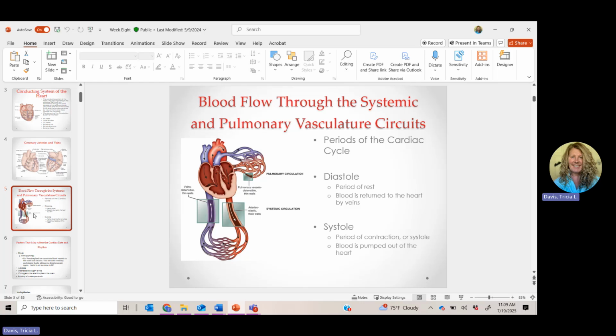Relating this back to our blood pressure, we always have a systolic number and a diastolic number. Our diastolic number refers to the period of the cardiac cycle which we call diastole. This is actually happening when our heart is at rest. This is the amount of blood that is going to be returned to our heart by our veins. Then the other part is systole, and this coincides with our systolic blood pressure. This is the period of contraction, when our heart is contracting, and this causes the blood to be pumped out of our heart during this cycle.